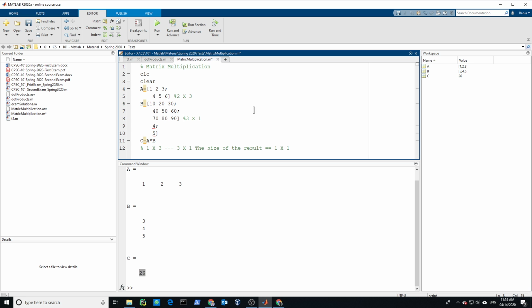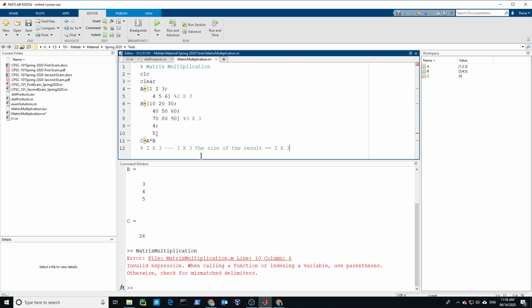So now for this one, the number of rows is 3, the number of columns as well is 3. So the first one will be 2 times 3, the second one is 3 times 3. So the inner numbers are equal, then that's excellent. We could do multiplication, and the output will be 2 times 3. So let's try it out.